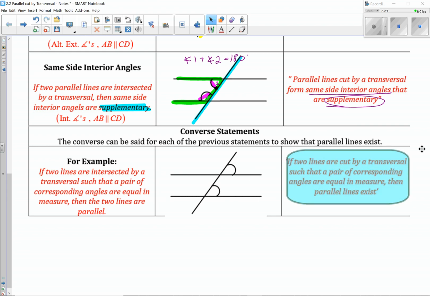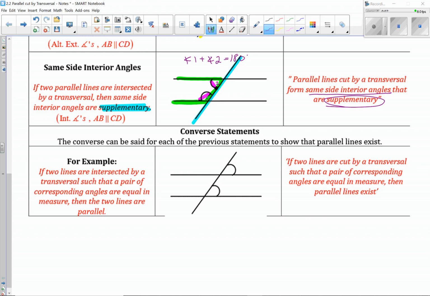Right? And how we would describe that, very similar, is if two lines are cut by a transversal such that a pair of corresponding angles are equal in measure, or I could say congruent, then parallel lines exist. So again, it's just a backwards way of saying what we were saying earlier.